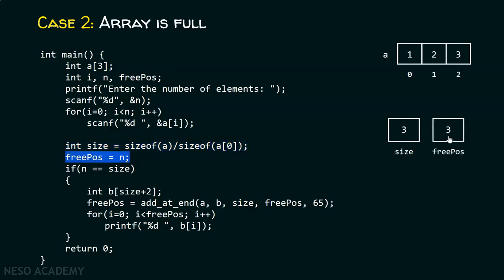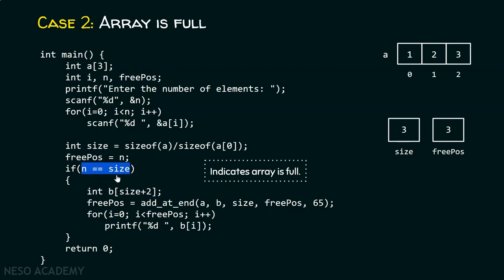Free position variable will store the index of the empty slot. Here in this case, we don't have any empty slot. Please remember this point. Now, how to check that we don't have an empty slot or the array is full? Here we will check this condition, is n equal to size?